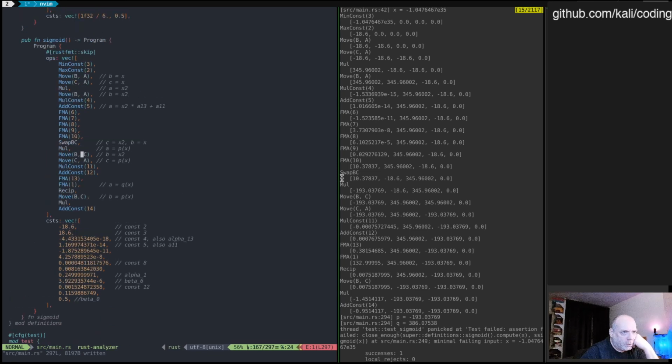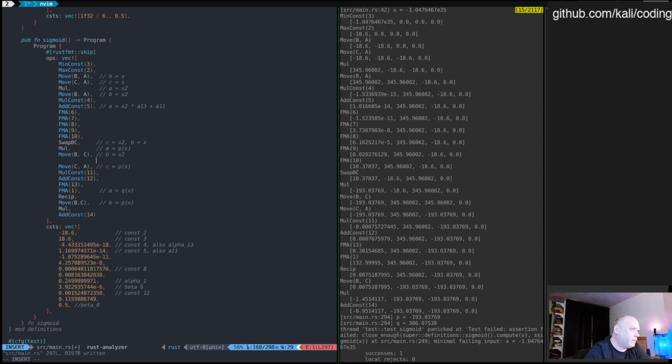So we do the mule. So swap BC mule. This gives us P. We're moving X2 back in there where it was before. We're moving P into the C register, and then we do const 11. Oh yeah, here we have a problem because we are multiplying the old value of P with the constant 11, which is not what we want to do. We need to move X2 in A.